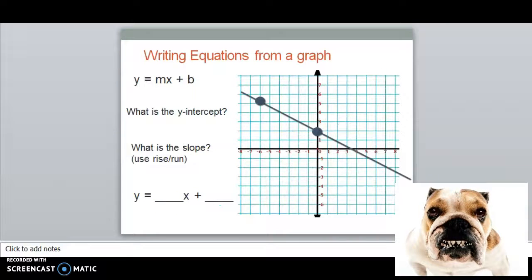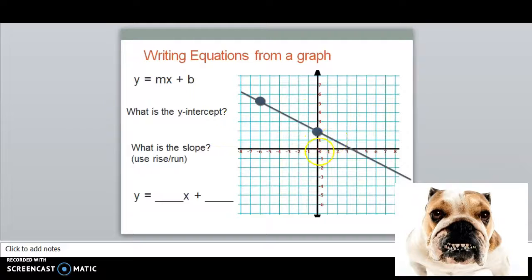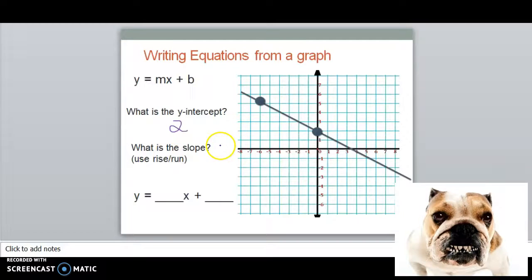Let's look at another example. Again, where does the line cross the y-axis? The line crosses the y-axis at +2. The next thing I need to do is find the slope of the line. So I'm going to rise 1, 2, 3. And I'm going to run 1, 2, 3, 4, 5, 6.